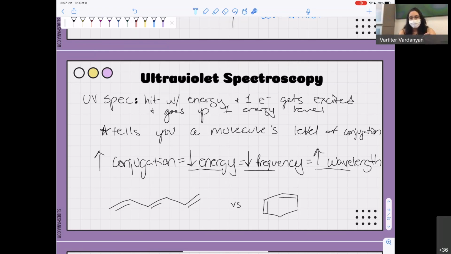And then someone said they didn't completely get the last part, so I assume you mean this part. Basically all I said is the more conjugated something is, so this one has 3 double bonds in conjugation, whereas this one only has 2. So that means this one has lower energy, lower frequency, and longer wavelength when compared to this one.